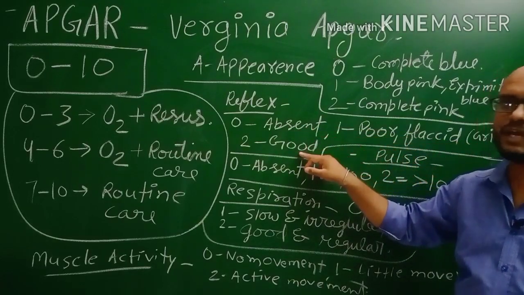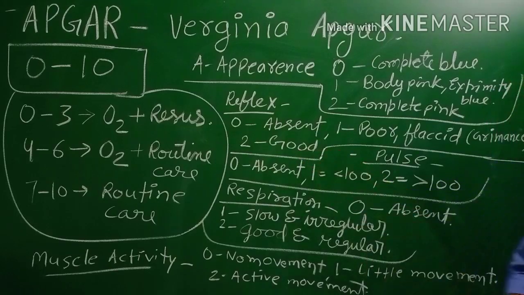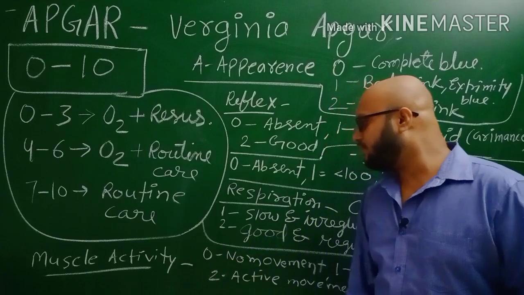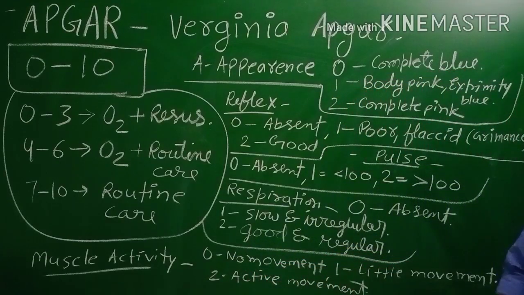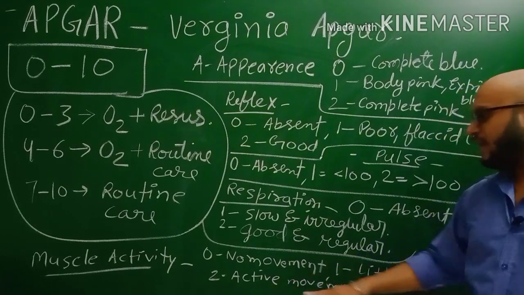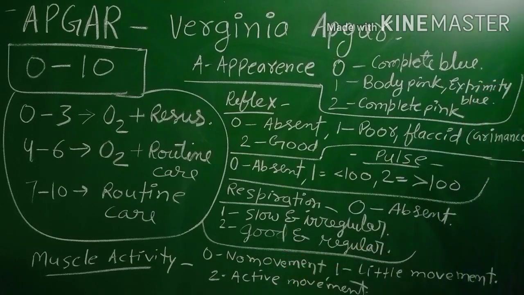If the good reflexes are present, we will give 2 marks. Now let's discuss the activity or muscle activity. If there is no movement, it means 0 mark. If there is a little movement, give 1 mark. If active movement is present, then give 2 marks.